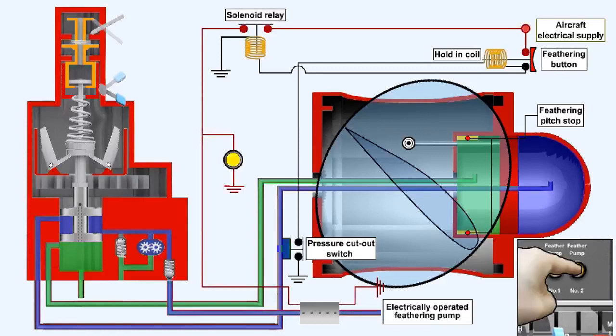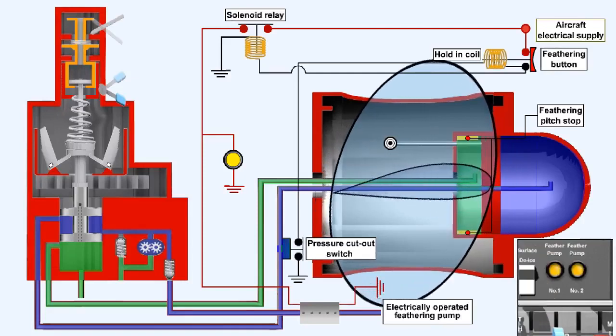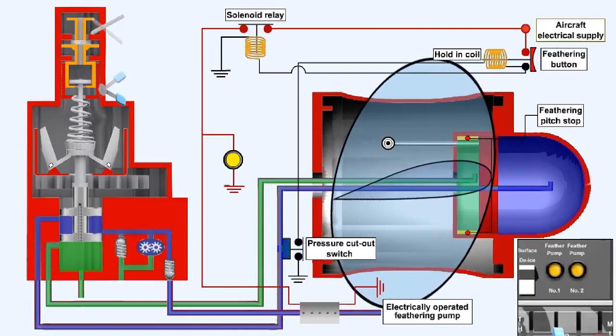The feathering button in the cockpit is pushed in, energizing the feathering pump solenoid relay to supply the feathering pump. It also energizes the holding coil, which keeps the feathering button depressed for the time being. Feathering oil now passes through the ports of the landed valve, pushing the pitch change piston so that it moves into contact with the feathering stop.